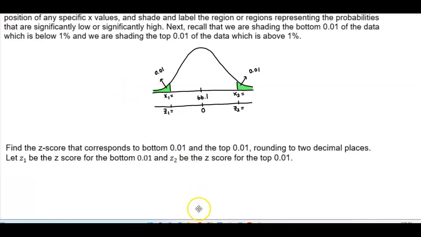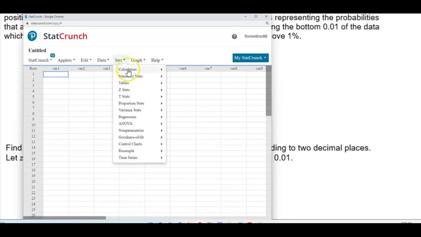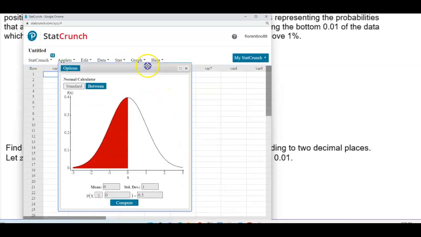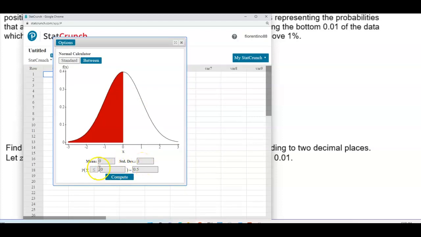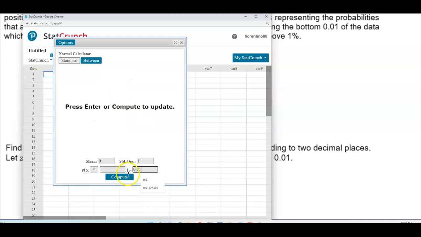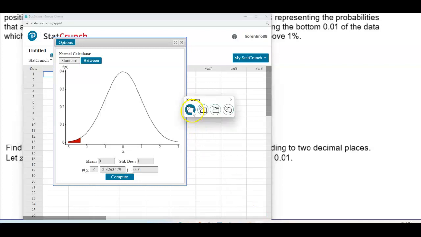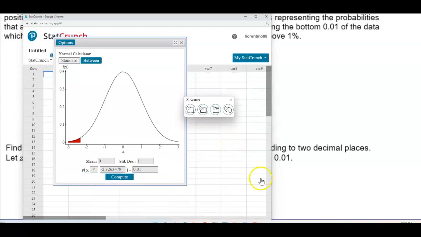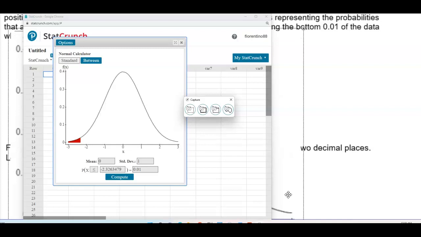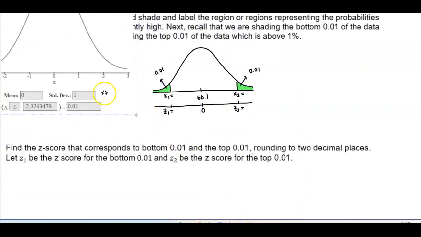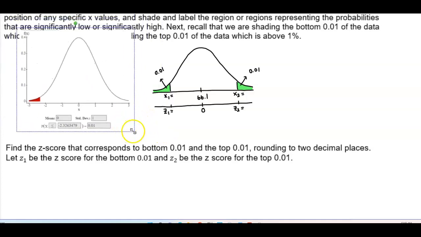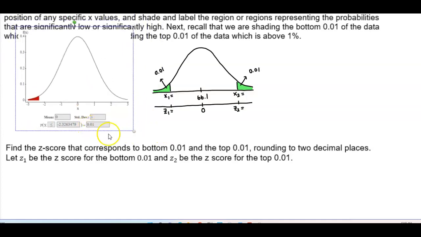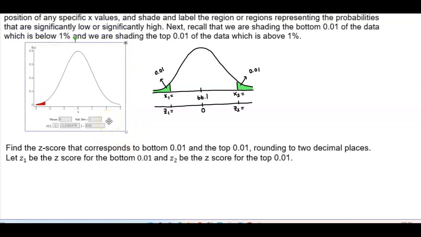So let's go ahead and use StatCrunch. We're going to open up StatCrunch, go to Stat, Calculators, and select Normal. Make sure that our mean is 0, our standard deviation is 1, and that this is less than or equal to, and we put in the area of 0.01, and then select Compute. If you notice, what we get for our z-score on the left is negative 2.33 when we round to 2 decimal places.